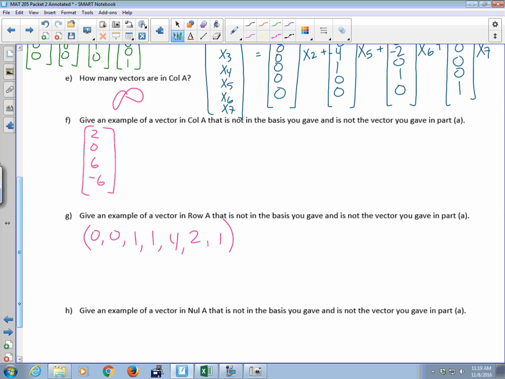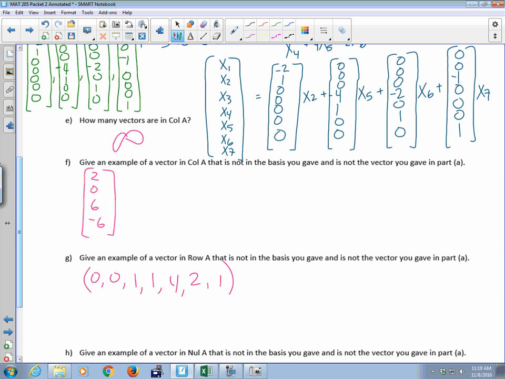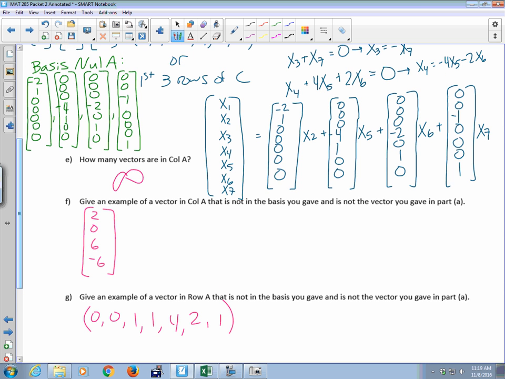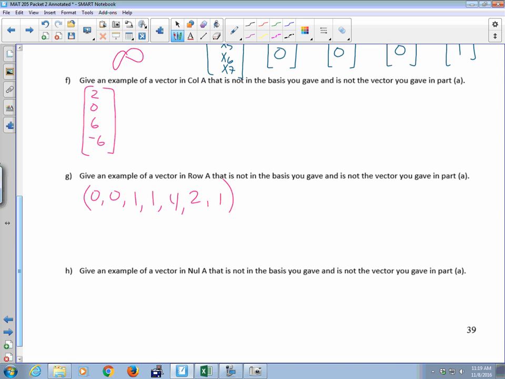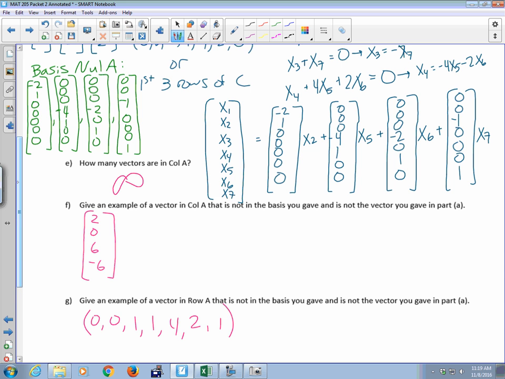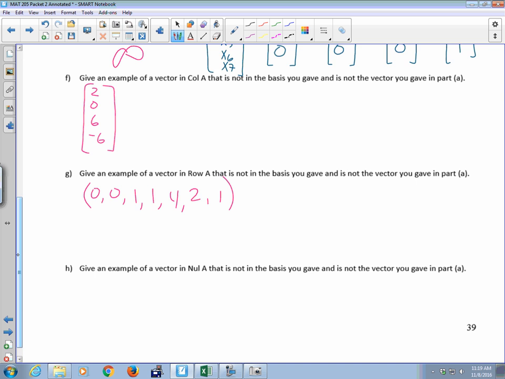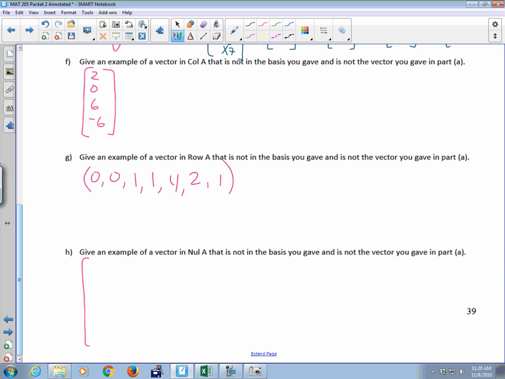And a vector in the null space that is not in the basis. So this is my basis with 4 vectors in it. The null space is the set of all linear combinations of those 4, so you can add them all together. You could add 2 together, take a multiple of one and add it to a multiple of another. And let's see, I think I added the first 2 together again. So I get -2, 1, 0, -4, 1, 0, 0.